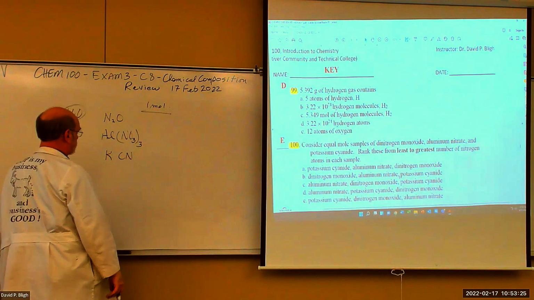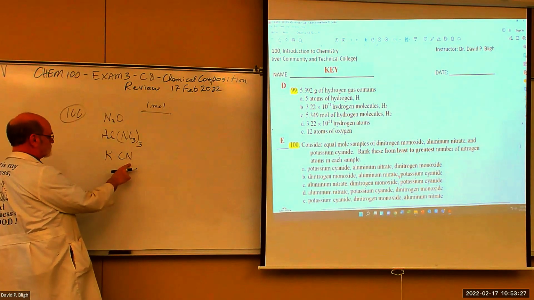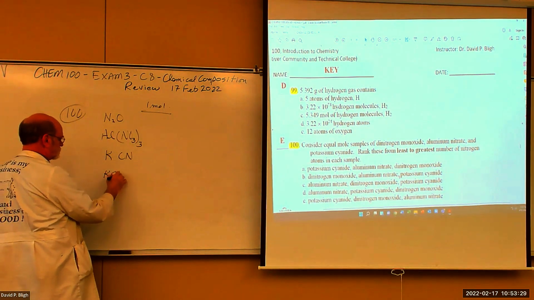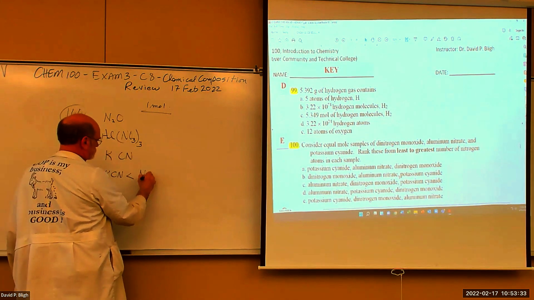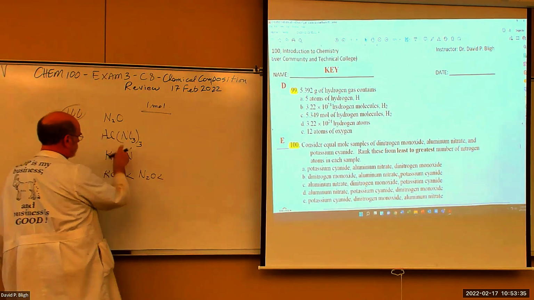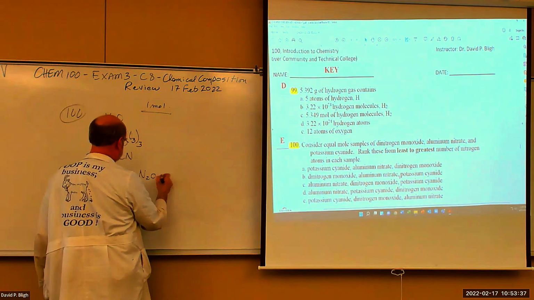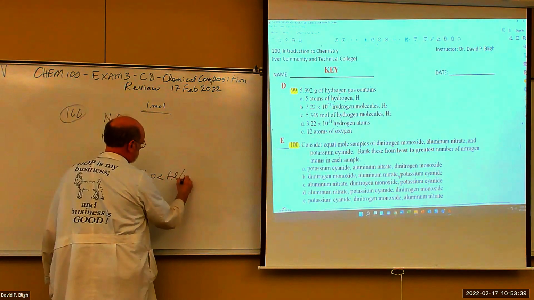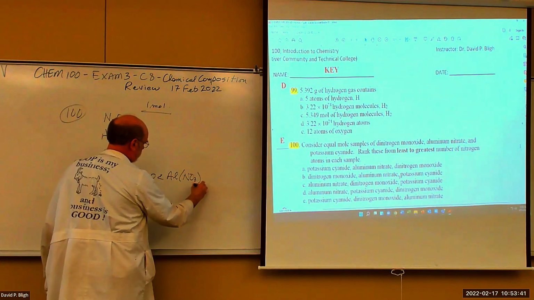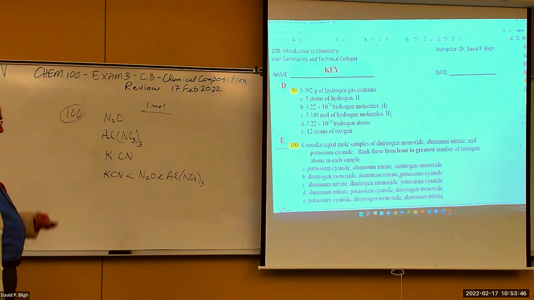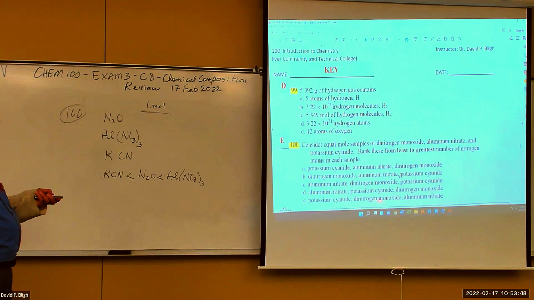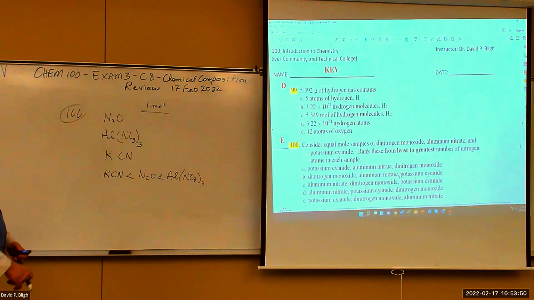Nitrogen. We got 1 nitrogen here. We got 2 there. And we got 3 here. Okay, that was pretty simple. Potassium cyanide, laughing gas, and aluminum nitrate. Okay.